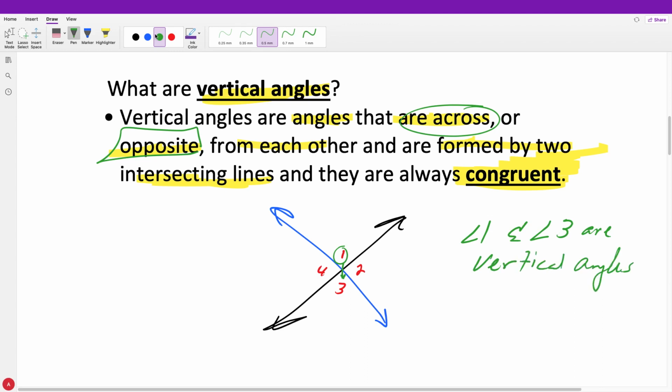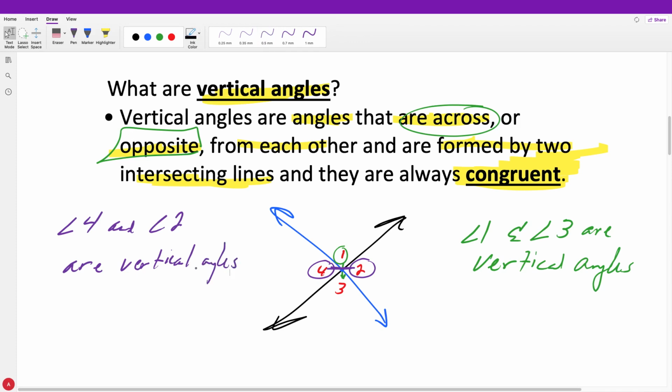We would know that 1 and 2 are not vertical, because we just learned that they are adjacent: they not only share this vertex, but they share the side. So angles can't be both adjacent and vertical. What are other angles that we have here that are also vertical? Angle 4 and angle 2 are also across or opposite of each other from those two intersecting lines. So we would say angle 4 and angle 2 are vertical angles.